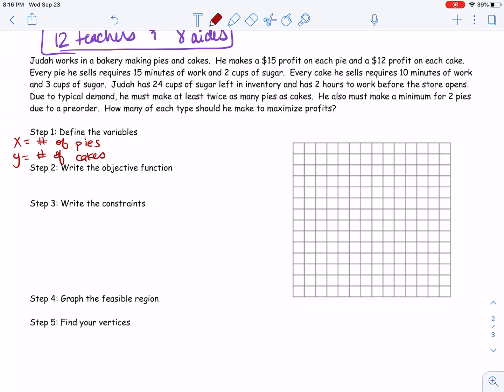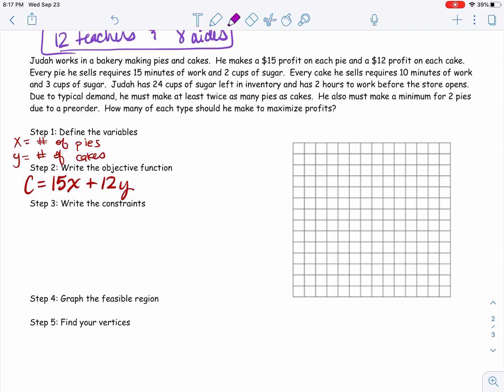Okay? Our objective function also goes back to the question at hand. Our answer is going to be how many of each type, but our objective is to figure out him maximizing his profits. That has to do with money. So that means we're going to use the $15 profit for the pie and $12 profit for the cake. So the objective function is $15 for every pie and $12 for every cake. Okay.